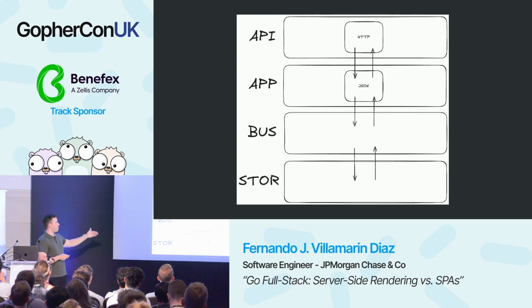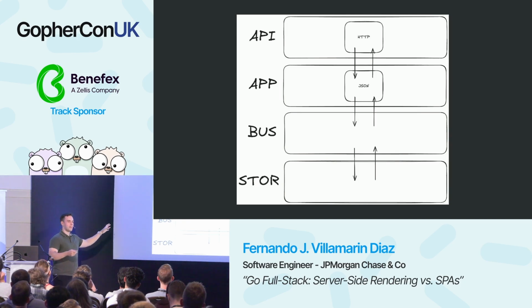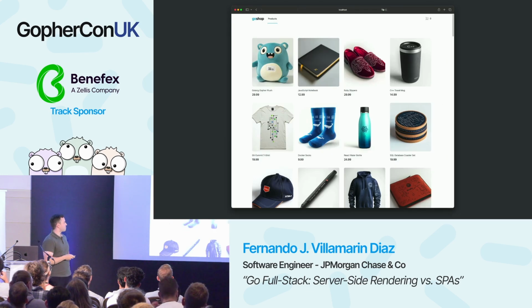And the data will flow down the stack. The idea is that you get the JSON at the HTTP level, you deserialize it into a struct, you pass it down, and then the data flows upwards. As you get to the top level, you would serialize the data into JSON.